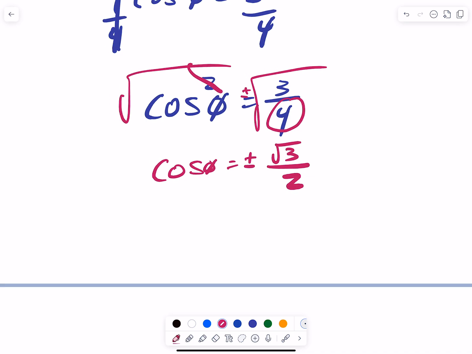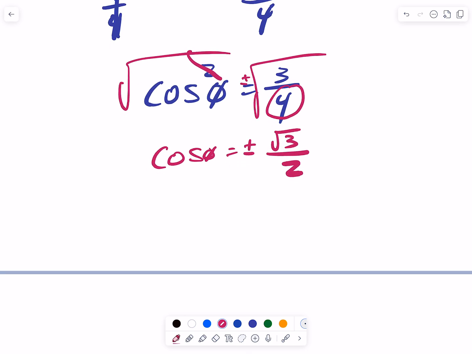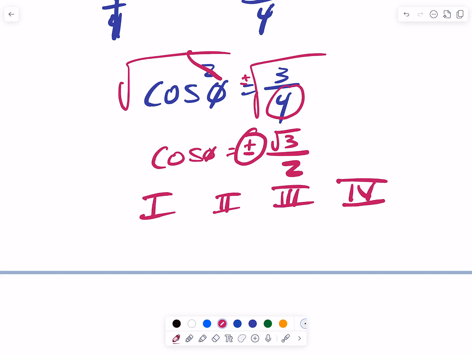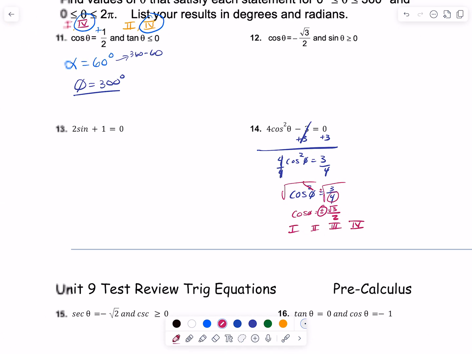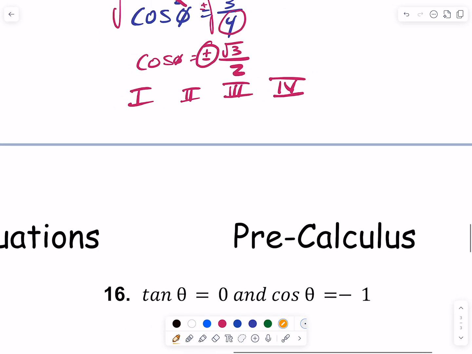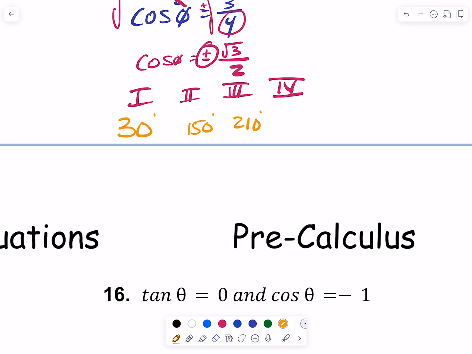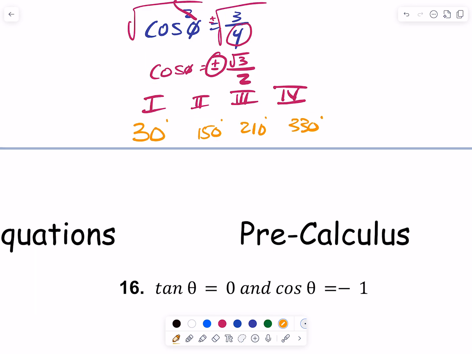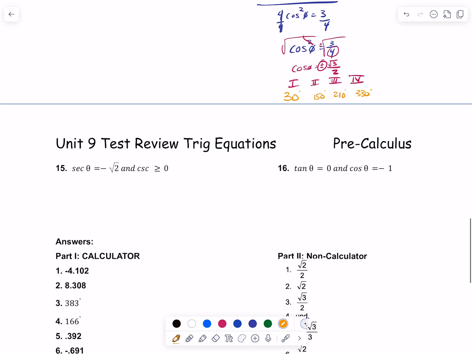So then you go to your chart, cosine, when it's radical 3 over 2, the reference angle is 30. Now, because it's plus or minus, we want all 4 quadrants. We want 1, 2, 3, and 4. This one does not have any restrictions, or any parameters. So we want all reference angles with 30 degrees, so it's going to be 30, 150, 210, 330, and you are done, and that gives you that right there.